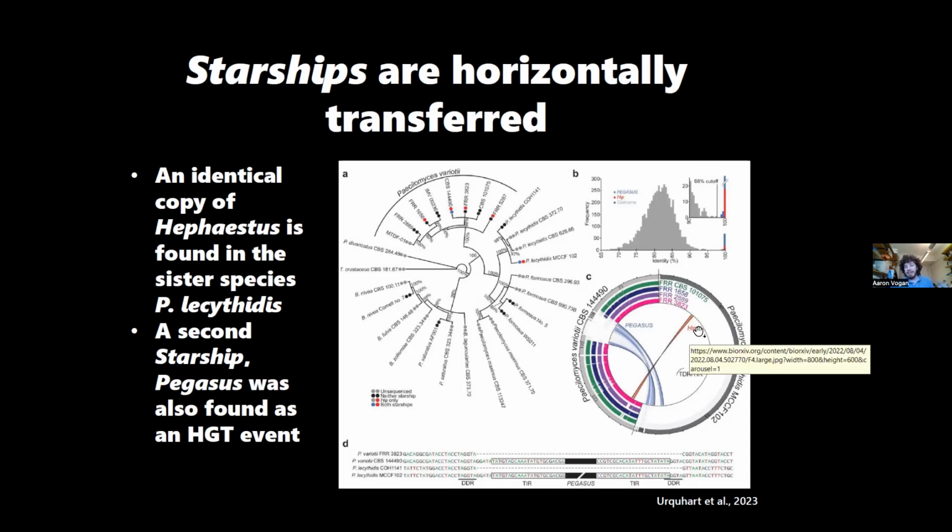And what also popped up is an even bigger region in blue that all maps to the same region. And it turned out that was a new starship we didn't know about named Pegasus. So both of these elements went horizontally from Paecilomyces variotii into Lepidopteris. It happened very recently. And if you add up all of their base pairs compared to the whole genome, that's about 1% of this fungus's genome that recently came in from HGT.